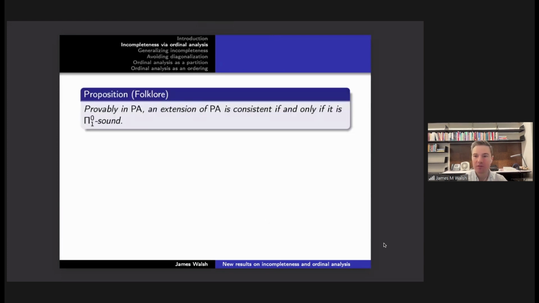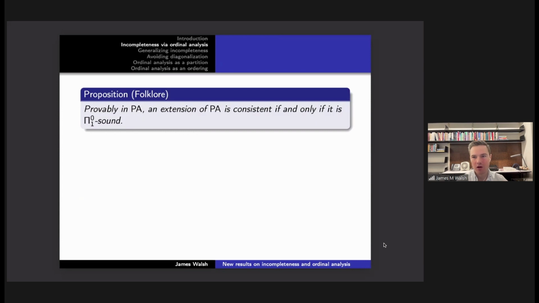This just follows from the Σ⁰₁ completeness of Peano arithmetic, provable Σ⁰₁ completeness. Provably in PA, an extension of PA is consistent if and only if it is Π⁰₁ sound. So the claim is that for extensions of PA, Π⁰₁ soundness and consistency coincide. These are the same property. They're picking out the same theories. And this is provable in PA as well.